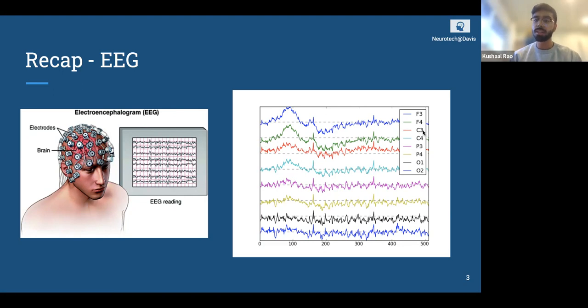Similarly, C stands for central, P stands for parietal, which is on the top and going towards the back of your head. And O stands for occipital, which is where the occipital lobe is, right behind your head, where it connects to the base of your neck and a little bit above that also. So there is some nomenclature to it, but in general, this is what EEG data looks like, and this is how it is collected and what we use to make a brain-computer interface.